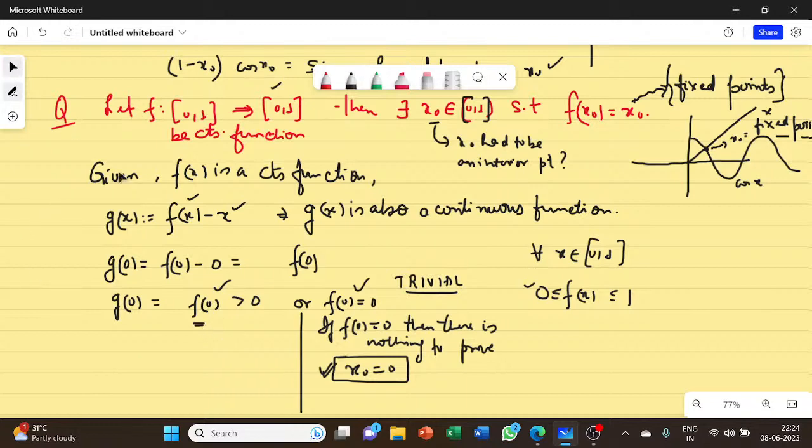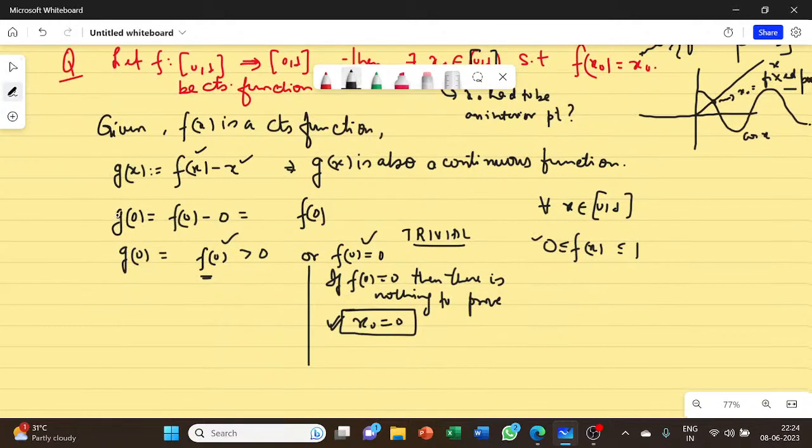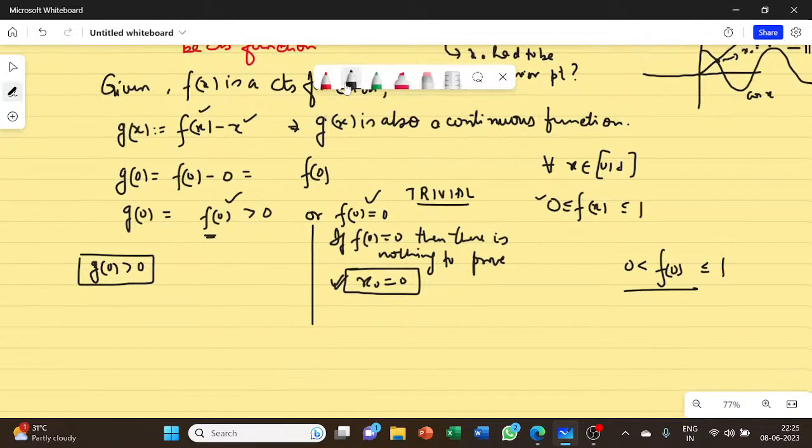So if this is the case, this is fine. It implies your g of 0 would be greater than 0. Either g of 0 would be equal to 0, because it may be possible that f of 0 equals 0, or if f of 0 is not equal to 0, then what will happen? f of 0 will lie between 0 and 1 only, so I can write that f of 0 would be greater than 0. Is that clear?